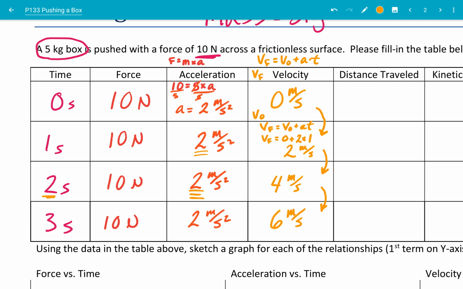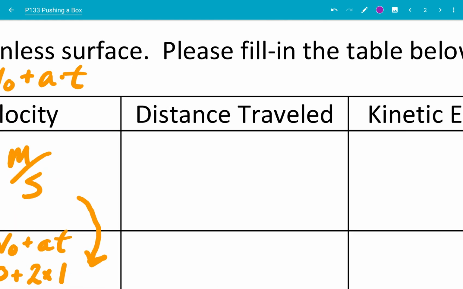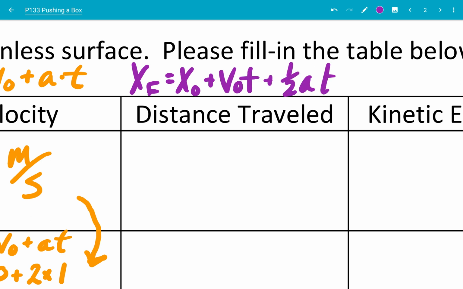We have a formula for figuring this out, and I don't want to use it because it's this one: XF equals XO plus VOT plus half of the acceleration times time squared. I don't want to use that, so I'm going to erase it.